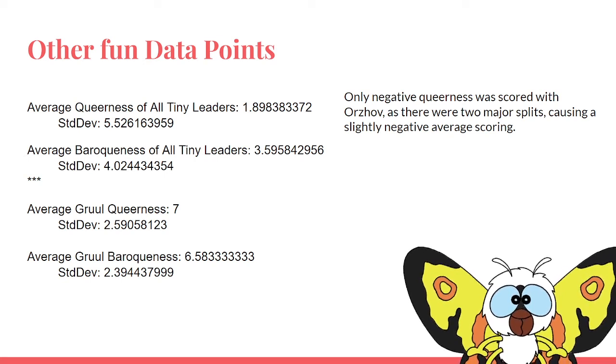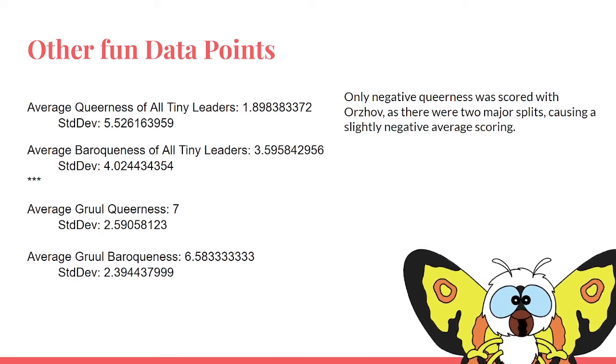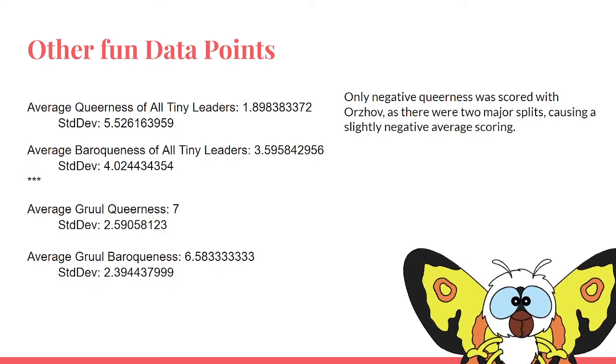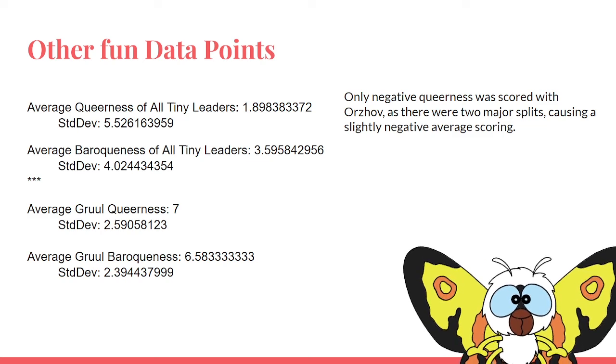And the average baroqueness is quite similar, with a standard deviation of 4.024434354, and an average baroqueness of 3.595842956. As you can see, the standard deviation is also quite large, meaning the majority of the baroqueness of Magic the Gathering tiny leaders is between 0 and about 8.